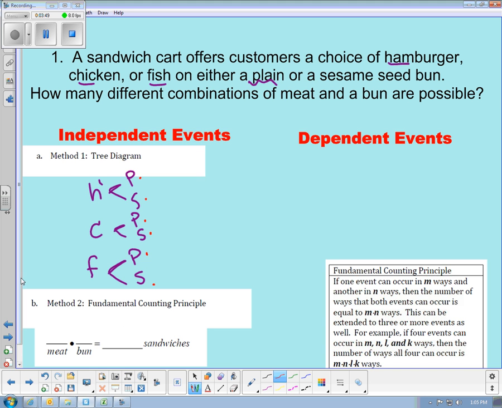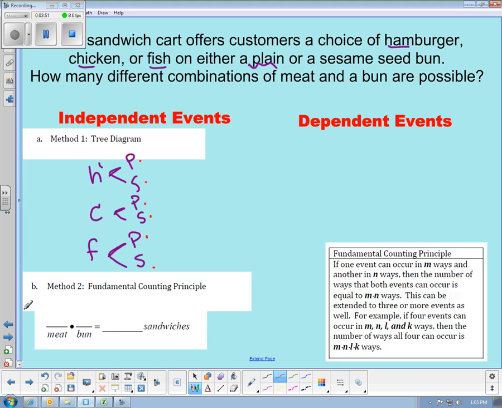We also have the fundamental counting principle. So if I think about the number of outcomes for each event, if I look at the meat, the meat does not affect the bun. What I pick for meat doesn't affect what I pick for the bun, the type of bread that I use.